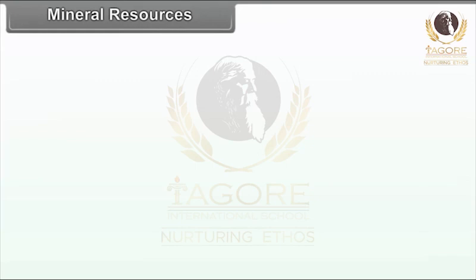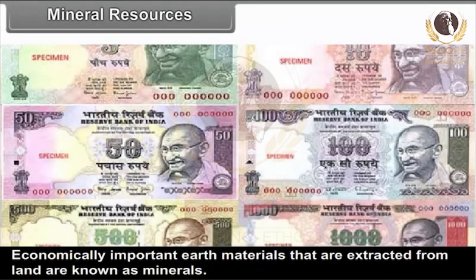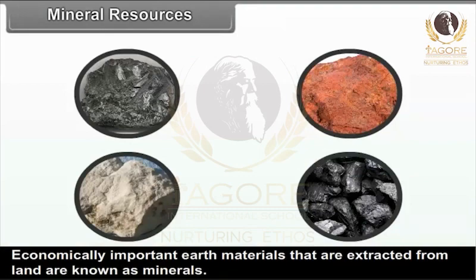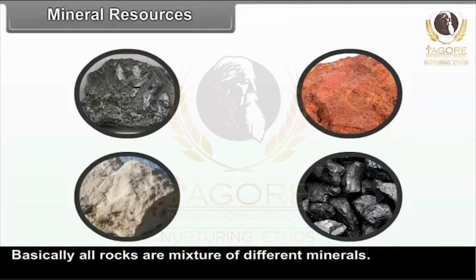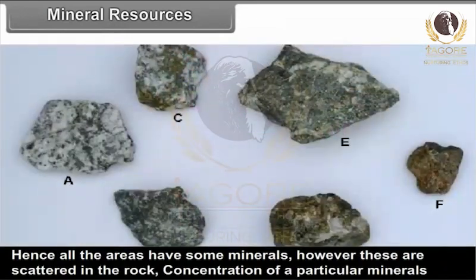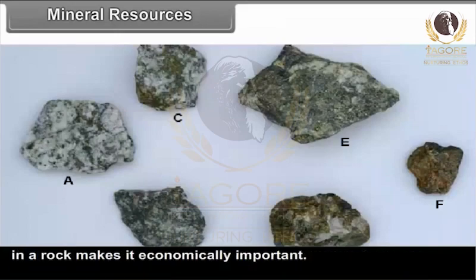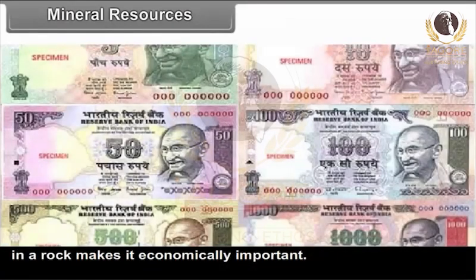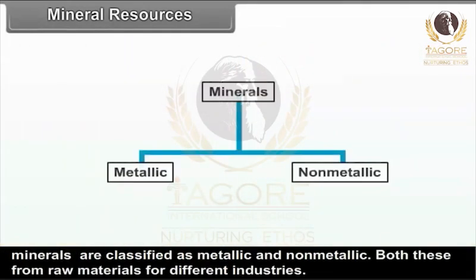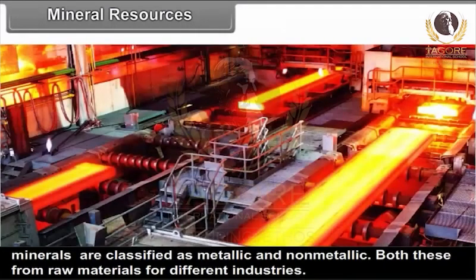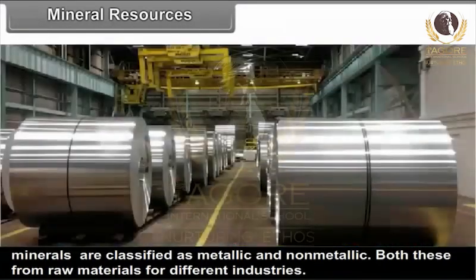Mineral resources. Economically important earth minerals that are extracted from land are known as minerals. Basically, all rocks are a mixture of different minerals. Hence, all the areas have some minerals, however, these are scattered in the rock. Concentration of a particular mineral in a rock makes it economically important. Minerals are classified as metallic and non-metallic. Both of these form raw materials for different industries.